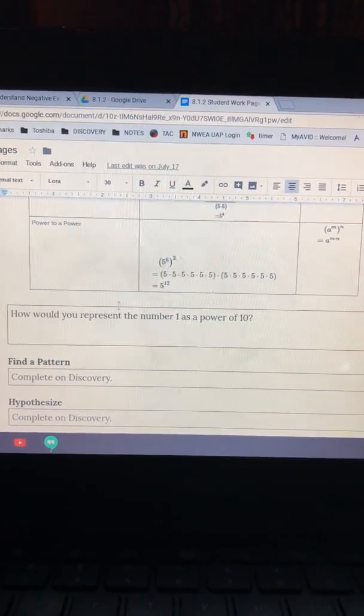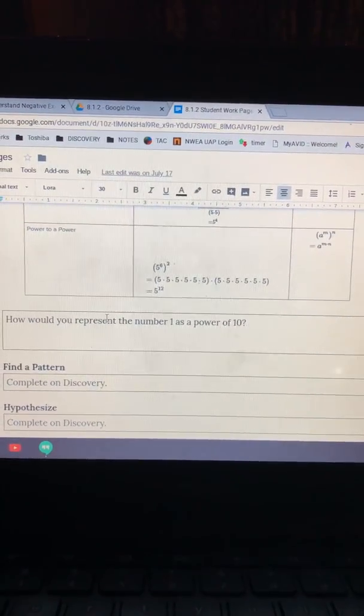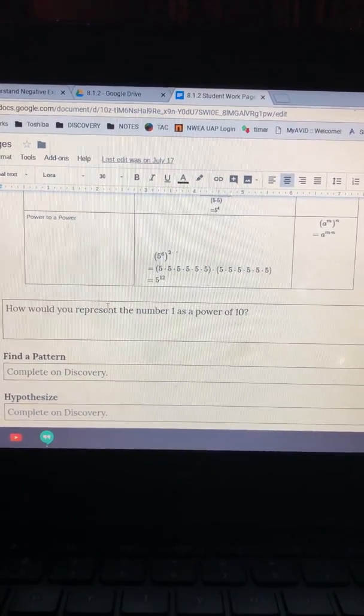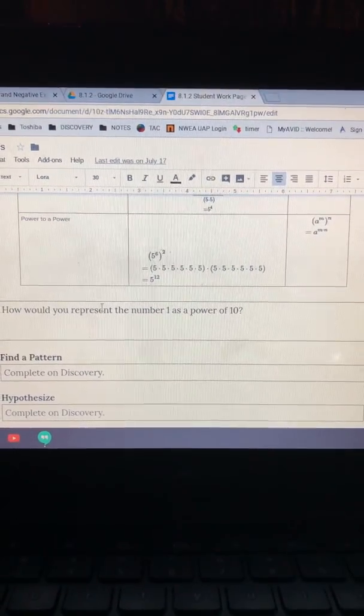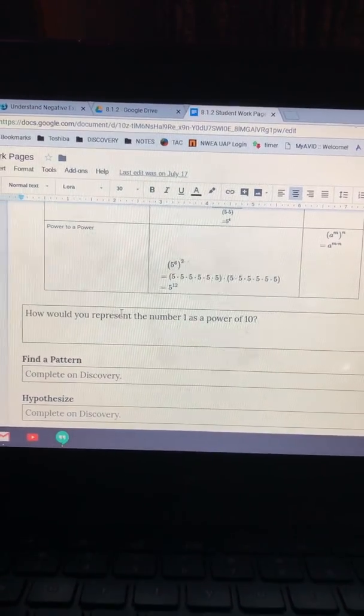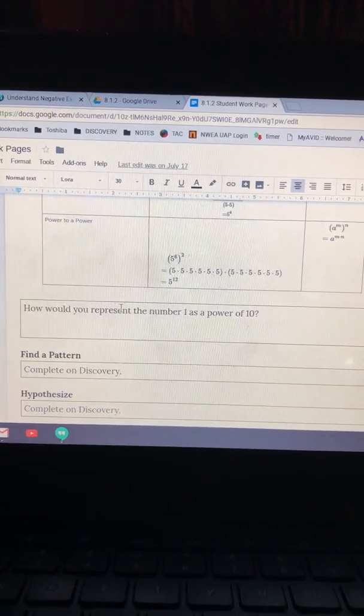So, answer the following question. How would you represent the number 1 as a power of 10? So, 10 would be your base. What would your exponent be so that it equals 1?